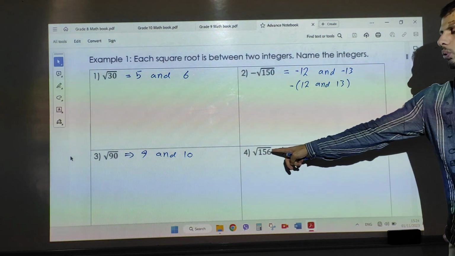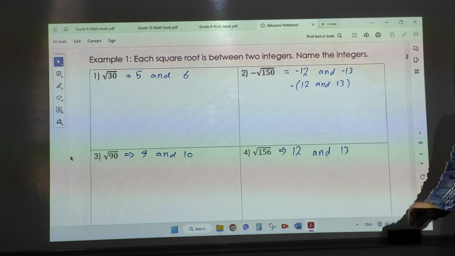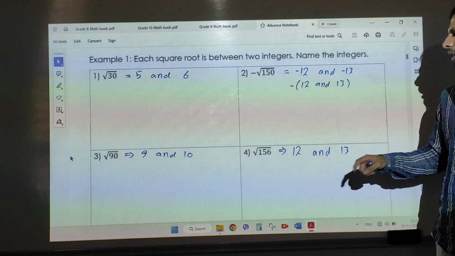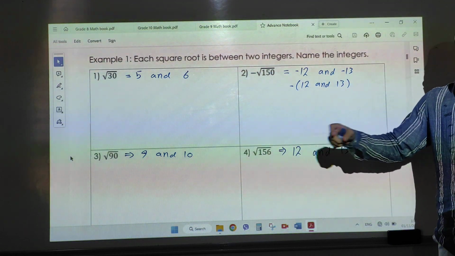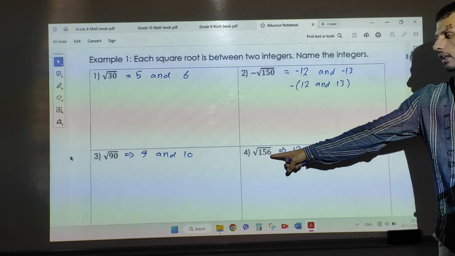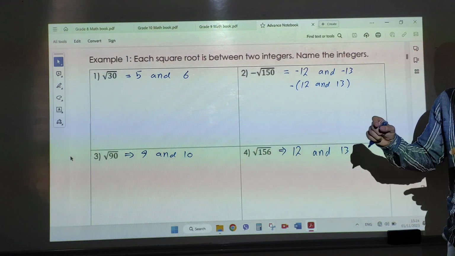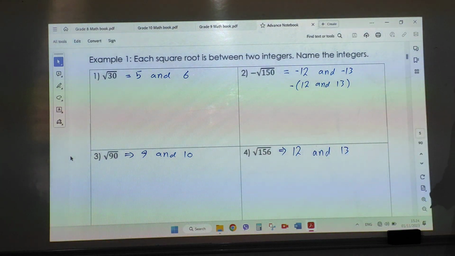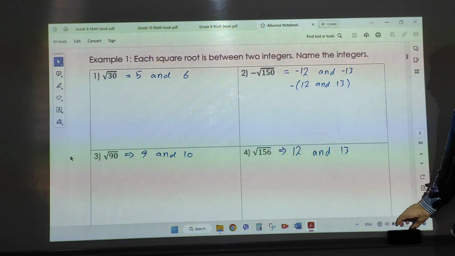And this is a number between the perfect squares of these two. So this would be 12 point something. If you check it by using a calculator, you will see that the square root of 156 equals 12 point something, with digits after the point. This is about these 4 examples that we had. Then let's go to the others.